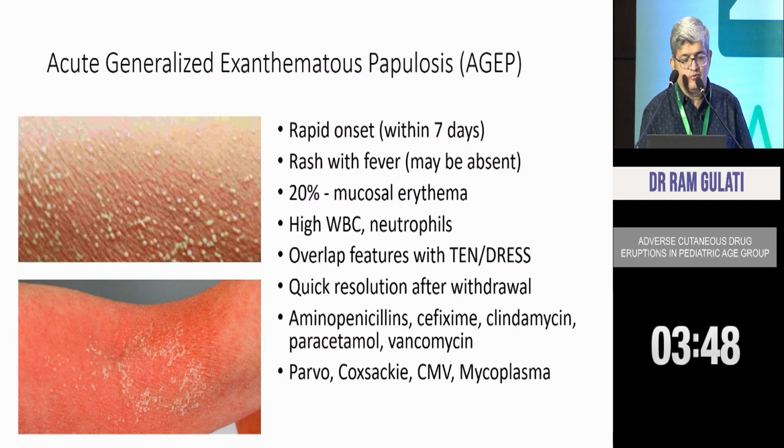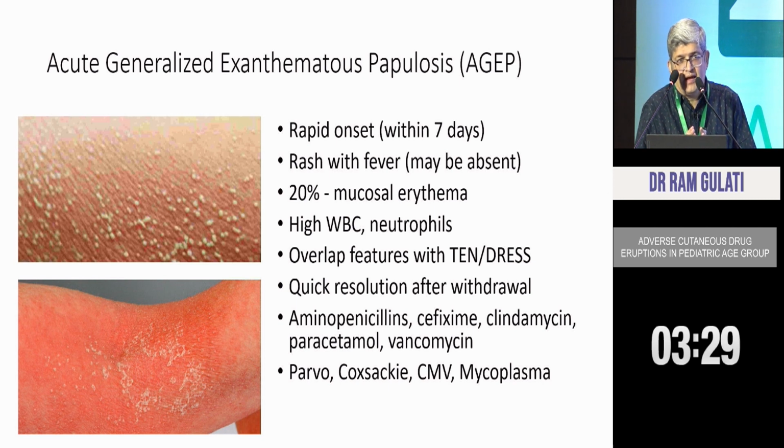Acute generalized exanthematous pustulosis, or AGEP. I think there was a mention yesterday of AGEP when differentiating with pustular psoriasis. So this is a very rapid onset rash. Within a week you will get this. The rash is usually associated with fever, which may be absent in children. 20% of the times you will see a mucosal erythema, high white cell count, neutrophils.